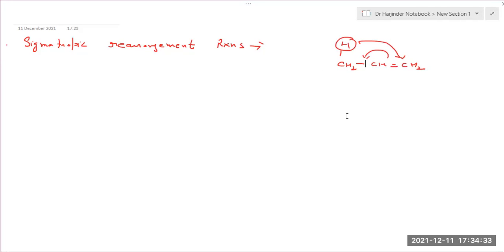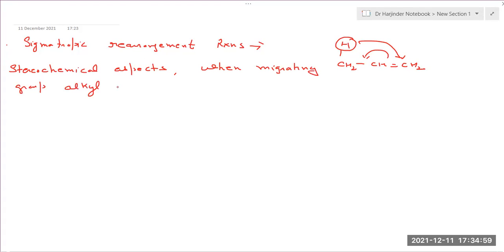Now let us look at the next topic: stereochemistry of sigmatropic reactions when the migrating group is an alkyl carbon. In the previous case, we discussed hydrogen as the migrating group. Now we have to discuss the stereochemistry when your migrating group is an alkyl carbon, not hydrogen.